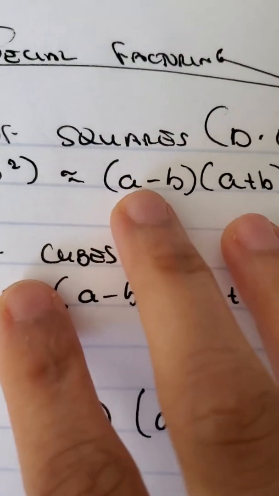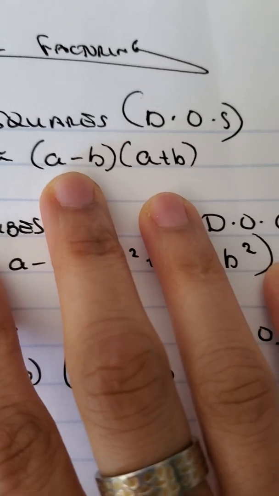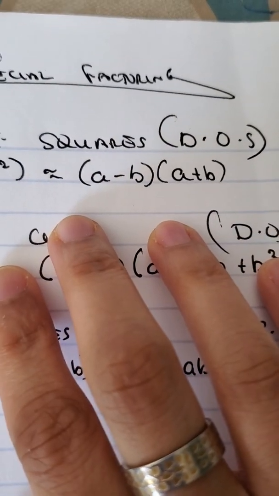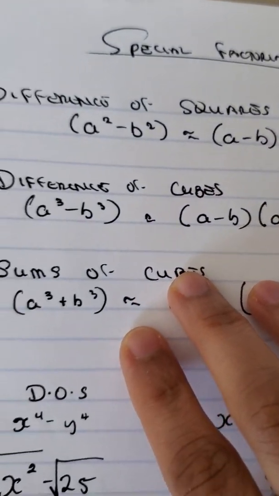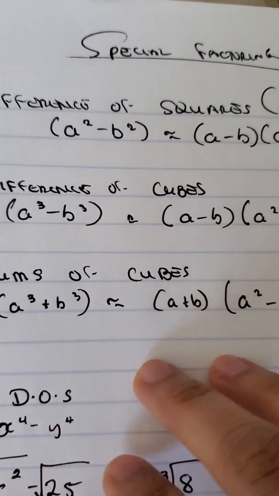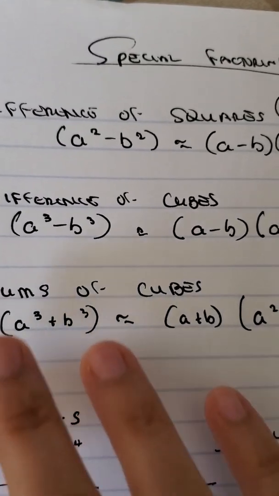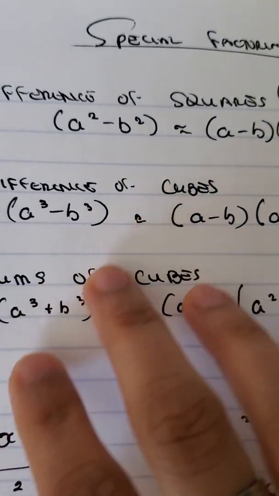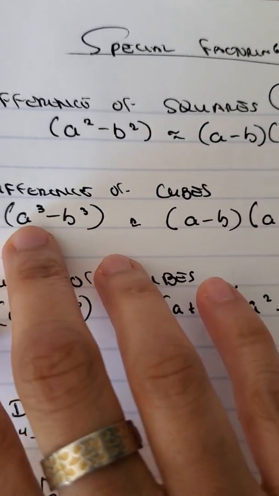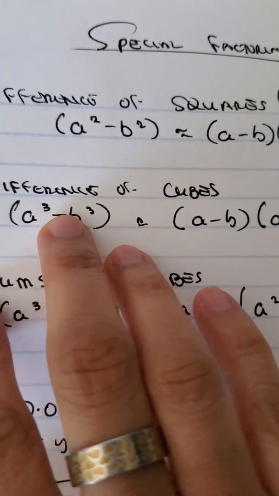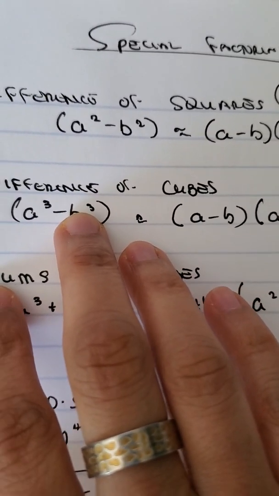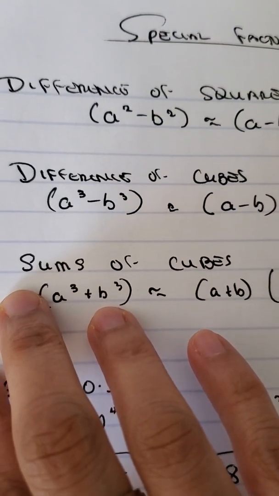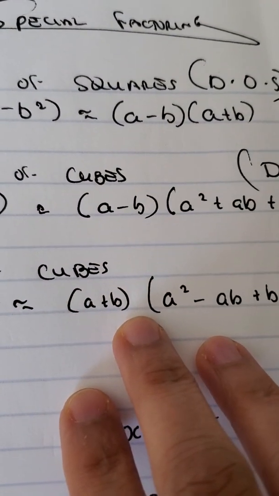Now, the difference of squares is pretty easy to remember because most of us probably remember it from high school or somewhere in a past life, right? But the sums of cubes and the difference of cubes call for a little more wit. What you've got to remember with difference of cubes and sums of cubes is the first factor will always take the sign of the original term, okay? So here it's a difference, so the first factor is a minus b. Here it's a sum, so the first factor is a plus b, okay?